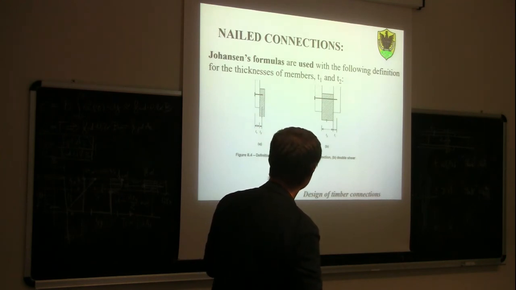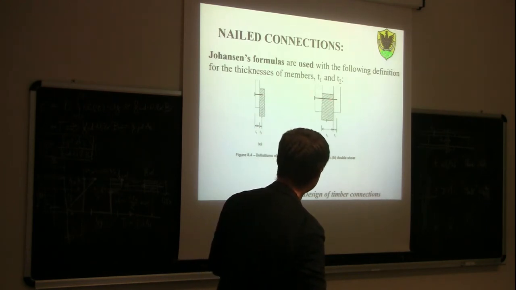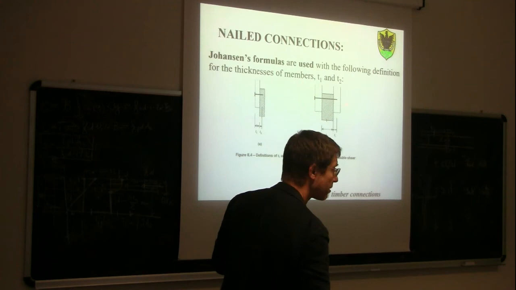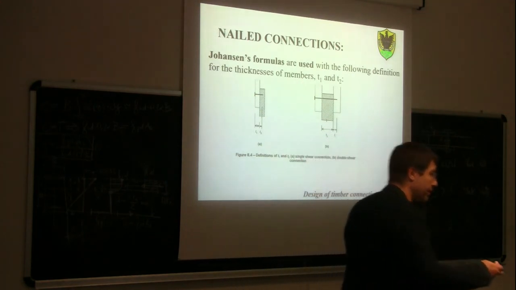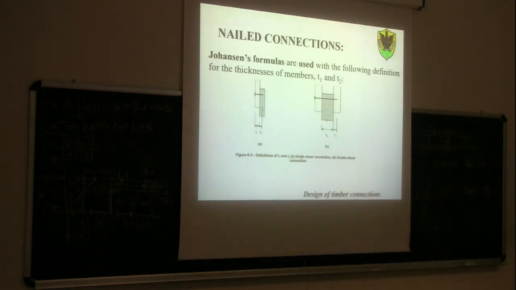Similar here, in this case you see T2 is this big member here, and T1 is the thickness, the length of the point of the nail or screws in the first member. Okay?